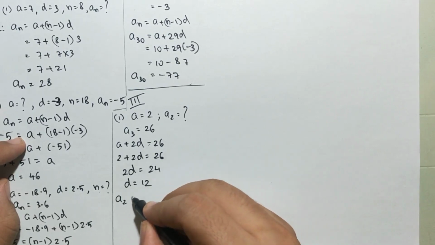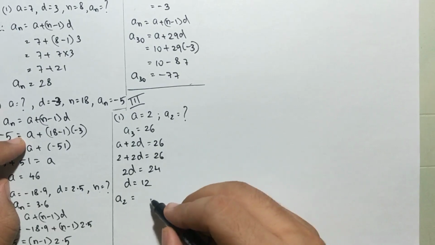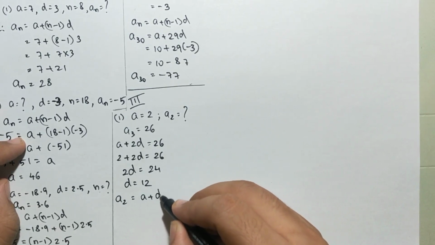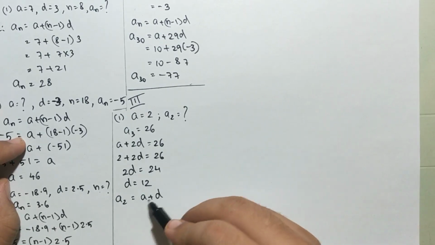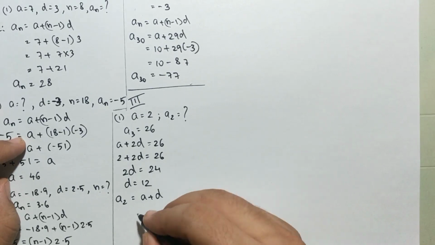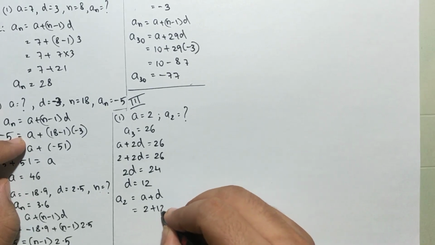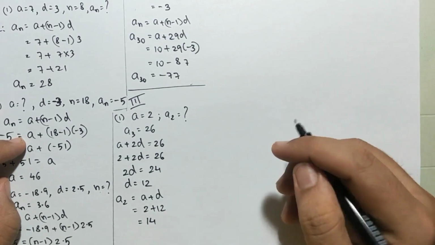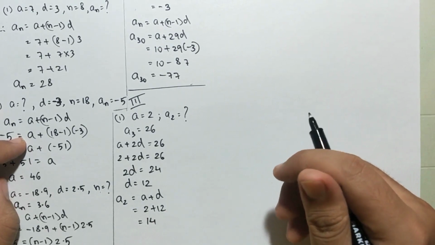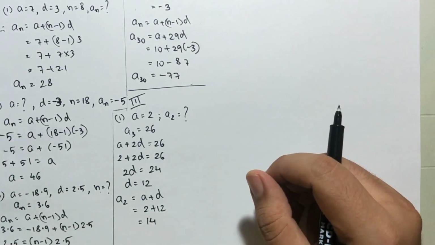So now the second term which was missing, A2, is actually A plus D. A plus D is my A2. So 2 plus 12, the answer is 14. So this is the missing term we found.